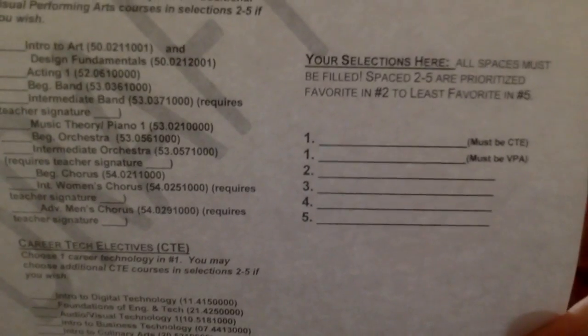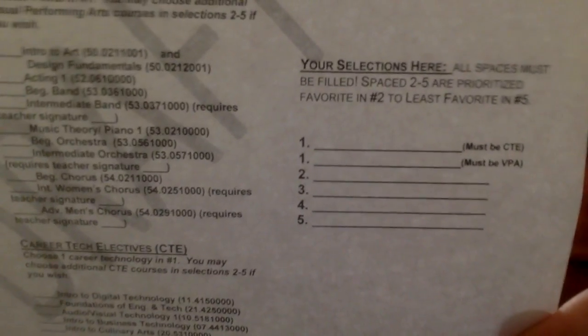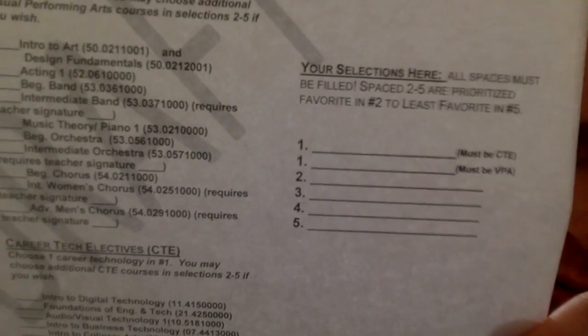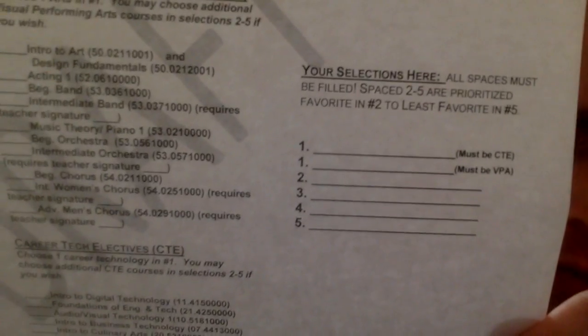of elective classes. This 1 through 5 list over here, and on the 9th grade where it stipulates that one of those must be a career tech and one must be visual and performing arts, that column must be filled out by students during the course of the day on February 10th and 11th.